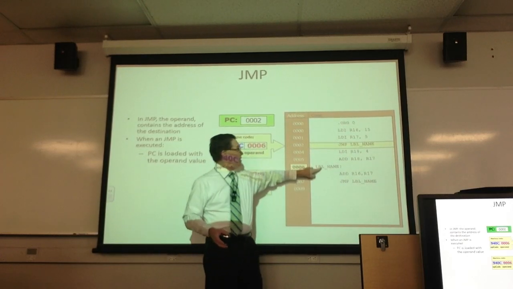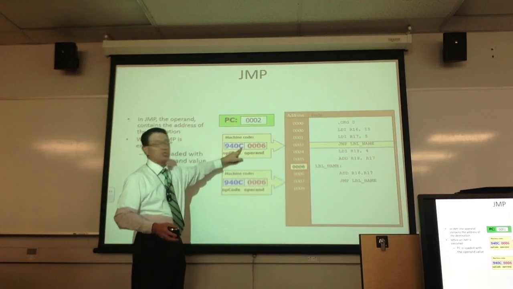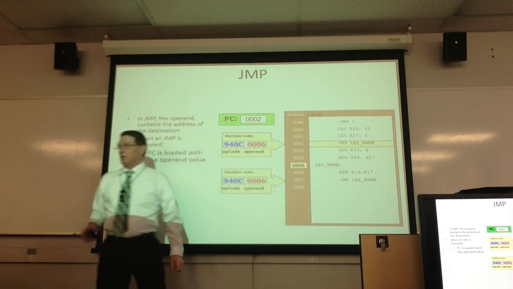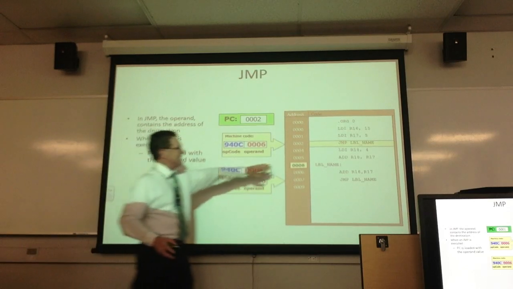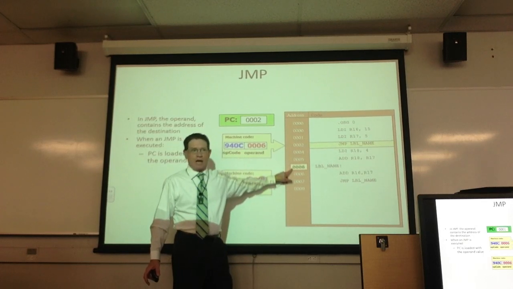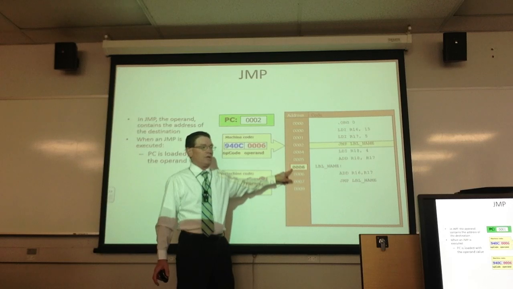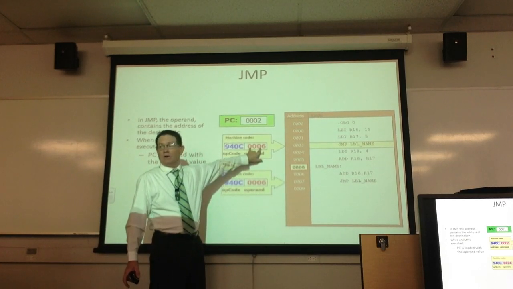this. The question is, when I look at the opcode for this, 940C is a jump, but it's got the 0006. It's got to figure out where to jump to. Where is this label name? And if you notice, the physical address in flash program memory for where you're jumping to is 0006. That's sitting right there.